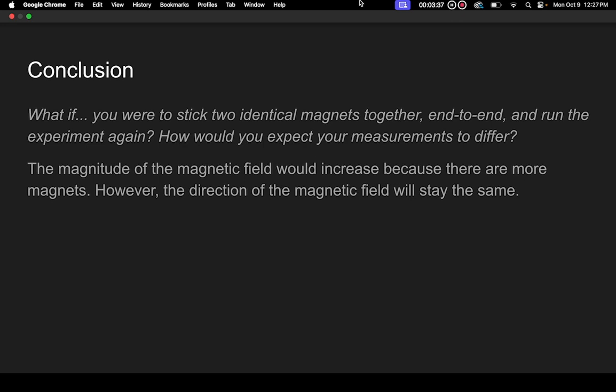What if you were to stick two identical magnets together end to end and run the experiment again? How would you expect your measurements to differ? The magnitude of the magnetic field would increase because there are more magnets. It would probably double in magnitude. However, the direction of the magnetic field will stay the same.